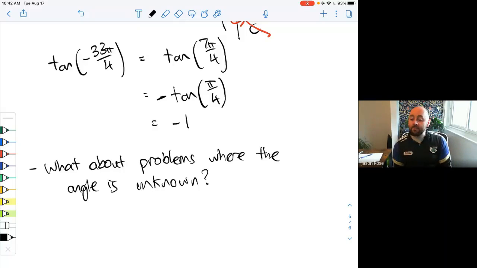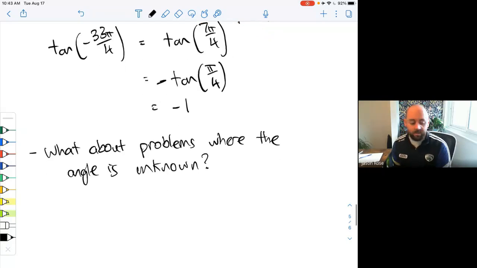So far, every time we've solved a problem like this, the angle is given in the question. It's like, what is tan of 7 pi over 4? What is cosine of 2 pi over 3? Or what is sine of 7 pi over 6? And then we figure out, oh, the answer is a half. The answer is root 3 over 2. The answer is 1 or minus 1 or something.